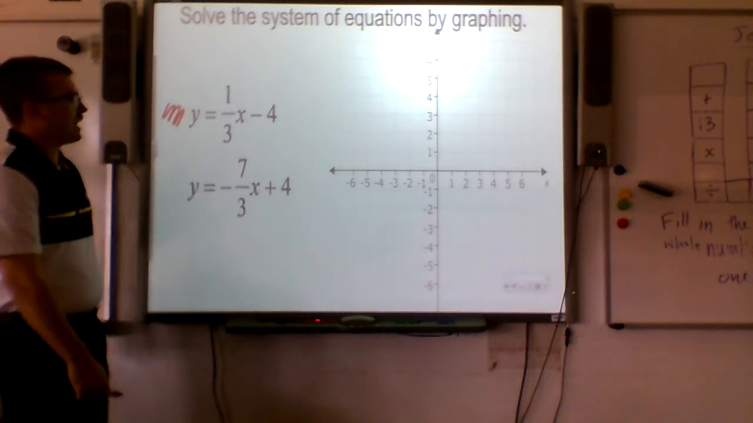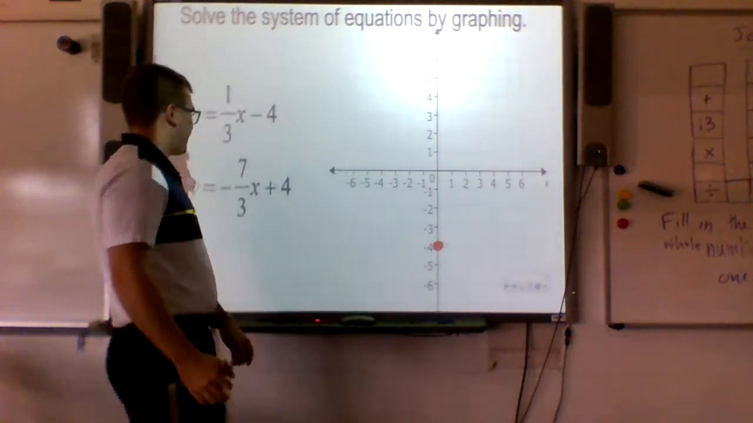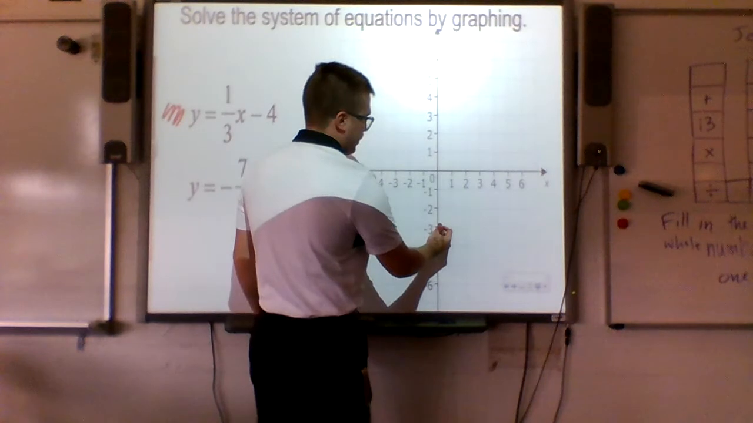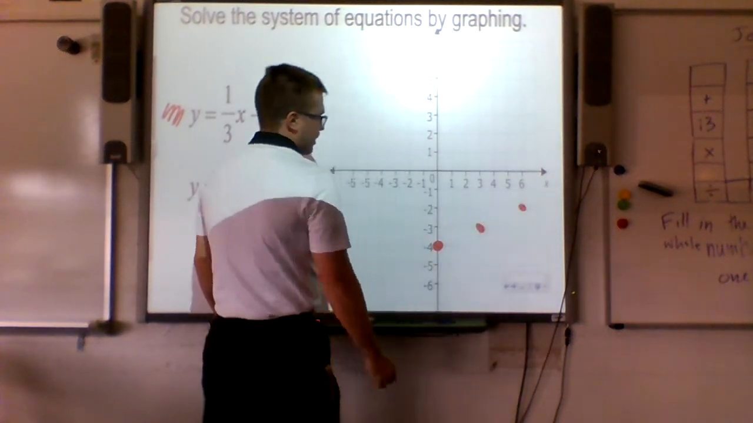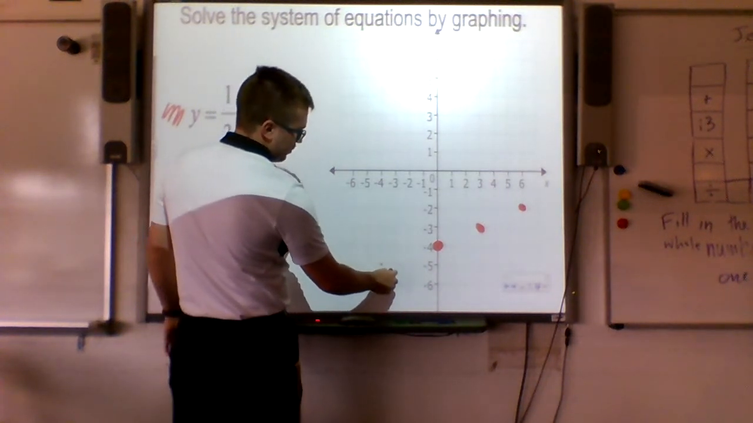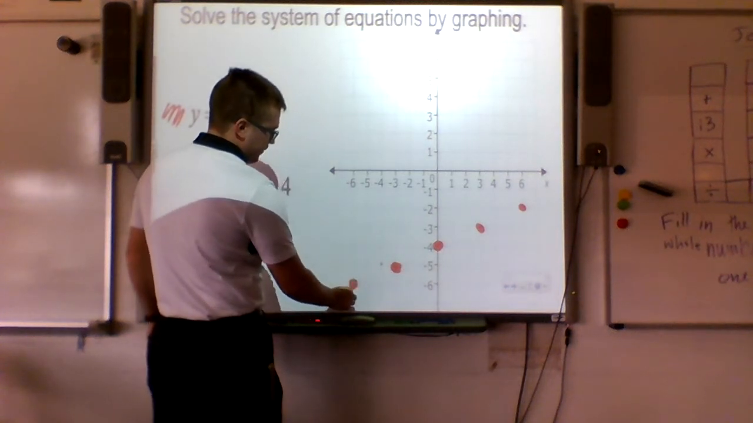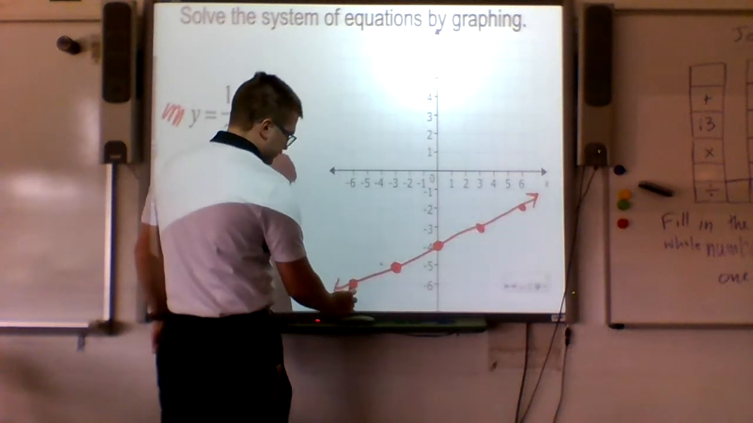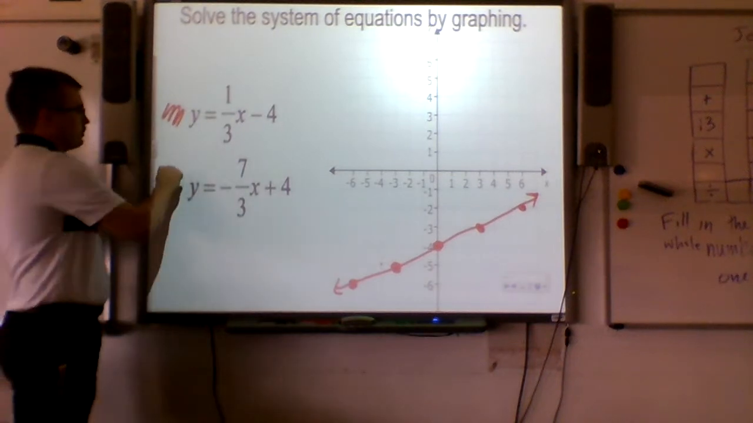So I'm going to start down at negative 4. And then my slope is 1/3, which means I'm going to go up 1, right 3, up 1, right 3, do the opposite, down 1, left 3, down 1, left 3, would be right here, down 1, left 3, and then draw my line in. Again, try to draw as many points as you can. Next one I'm going to do in blue.